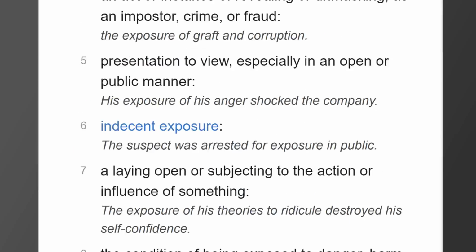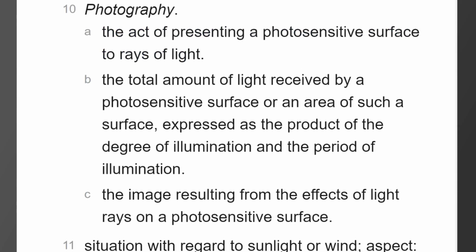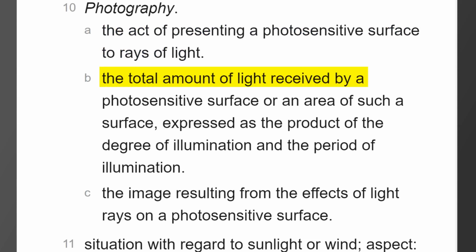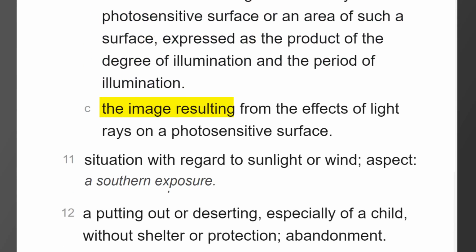Exposure as it pertains to photography. 1. The act of presenting a photosensitive surface to rays of light. 2. The total amount of light received by a photosensitive surface or an area of such a surface, expressed as the product of the degree of illumination and the period of illumination. 3. The image resulting from the effects of light rays on a photosensitive surface. Now that final definition fits our colloquial definition of exposure, meaning a photograph.